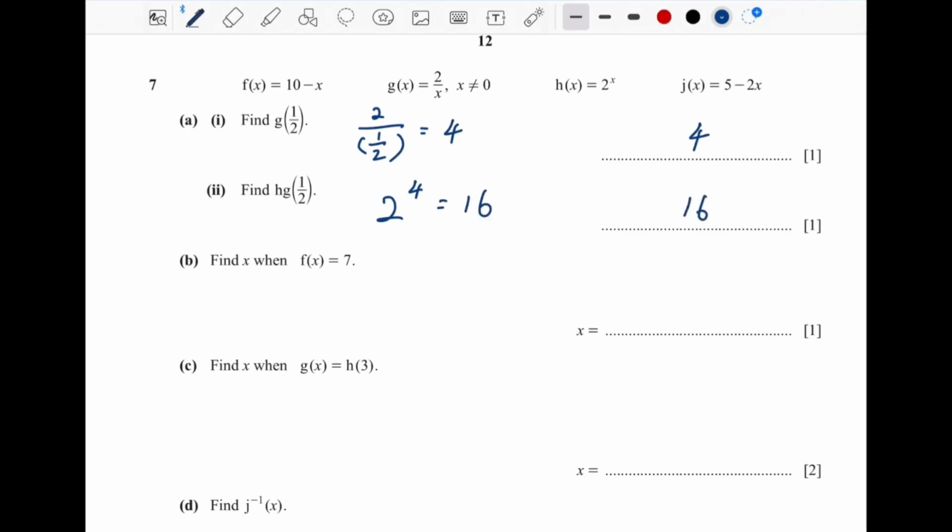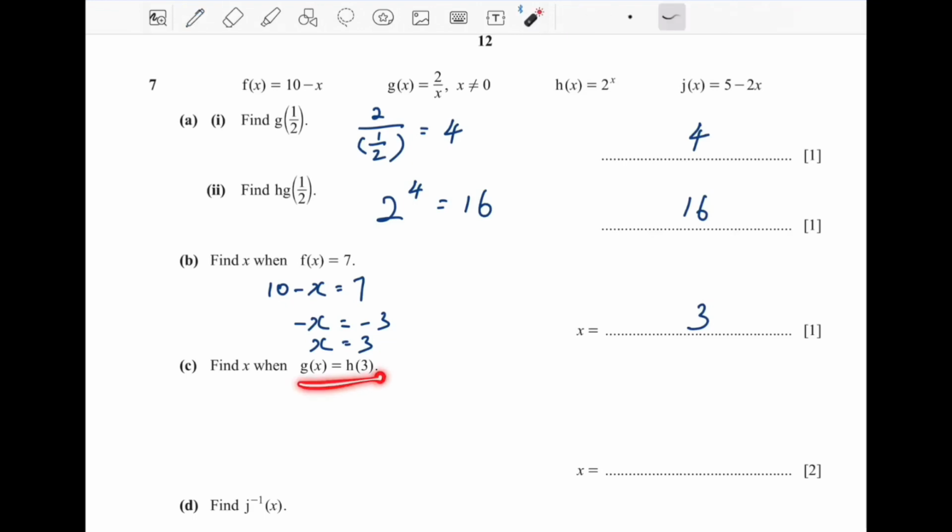16. Find the x when f(x) equals 7. So this is f(x), replace it. Replace f(x) with 10 minus x. So x is 3 then.